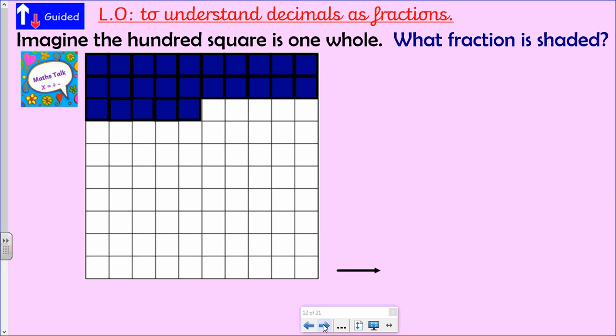Right, next one. Imagine the 100 square is one whole again. What fraction is shaded? So again, hopefully you don't need to count all of these because you should know by now how many squares there are there. So think about here and what we've got here. So what fraction of the whole is shaded? Think about doing it out of 100. Okay, hopefully you've had some thinking time. Pause the video if not and just have a few moments.